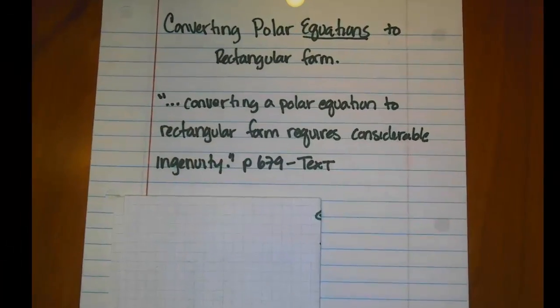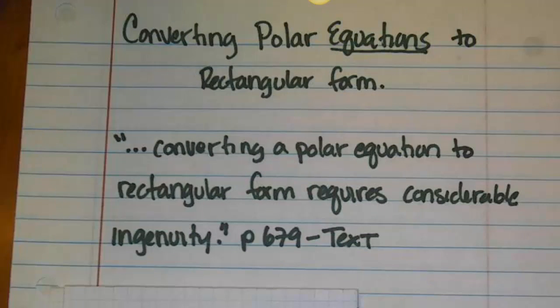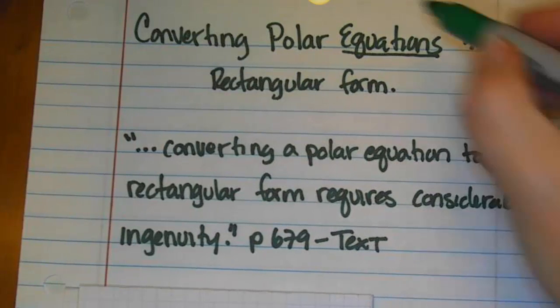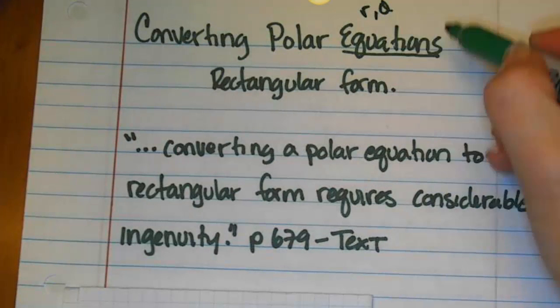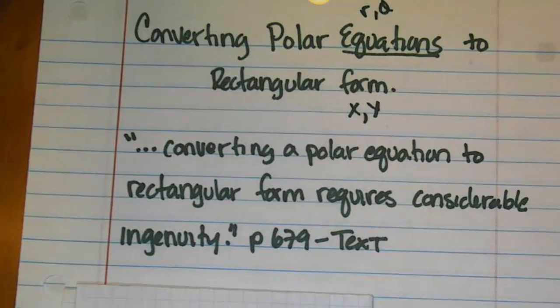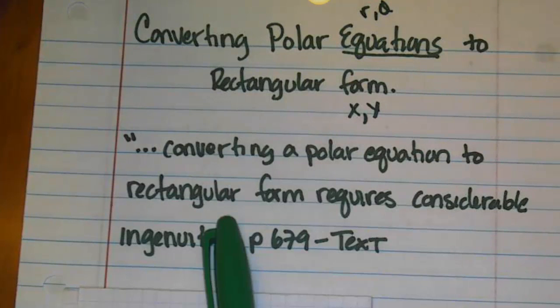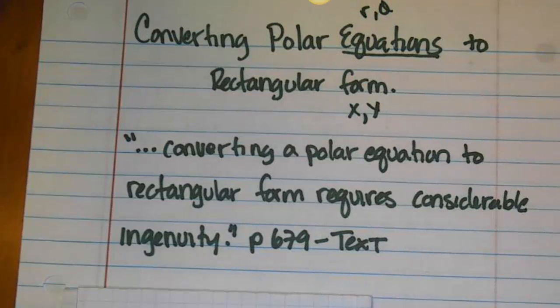All right, so the remainder of this video is going to be devoted to converting polar equations to rectangular form. So that means taking equations that have r's and thetas in them and converting them to x's and y's. I found this quote really interesting because I highly related to this after I had done these problems. Converting a polar equation to rectangular form requires considerable ingenuity, meaning I can't give you recipe math. I can't give you a strategy.